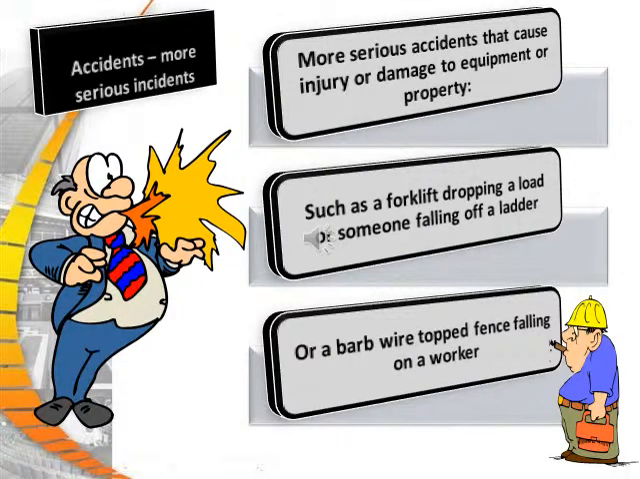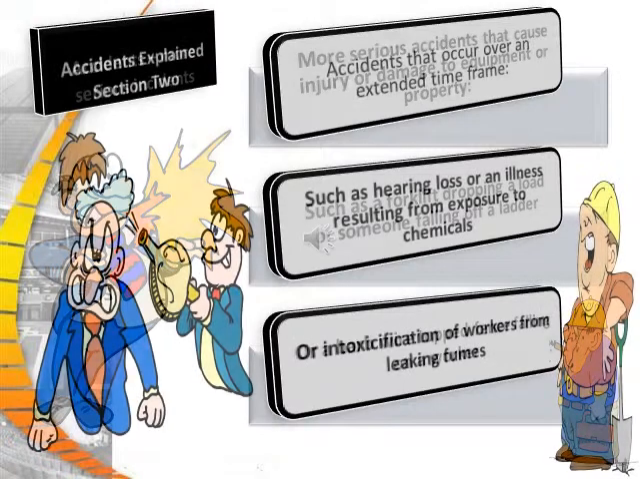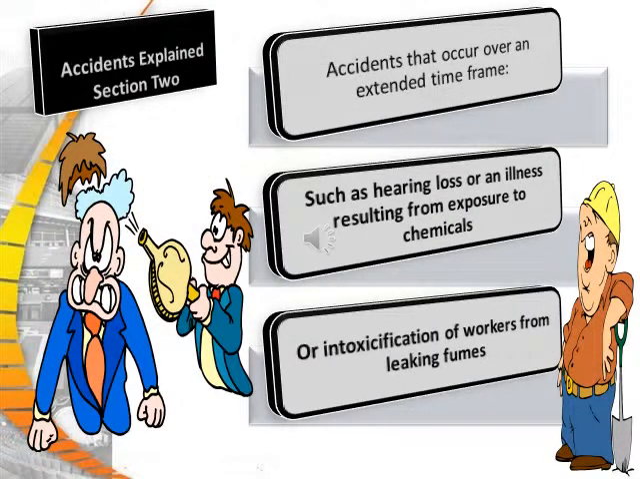More serious accidents that cause injury or damage to equipment or property, such as a forklift dropping a load or someone falling off a ladder, or a barbed wire topped fence falling on a worker. Accidents that occur over an extended time frame, such as hearing loss or illness resulting from exposure to chemicals, or intoxication of workers from leaking fumes.